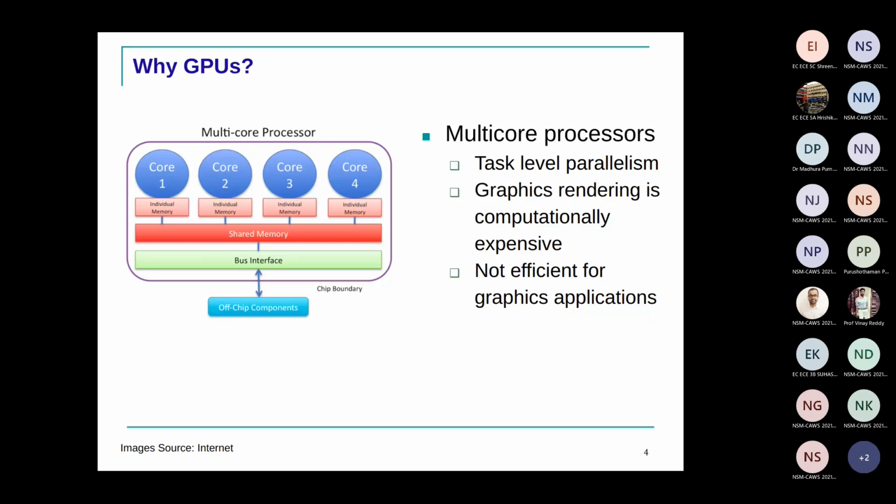But the problem was that the key operation graphics applications try to do is to perform the same operations on multiple data elements. This was not very efficient on multi-core processors. So people came up with an efficient paradigm, the SIMD execution pattern, where you execute the same operation on multiple data at once. This led to the motivation for the design of graphics processing units.